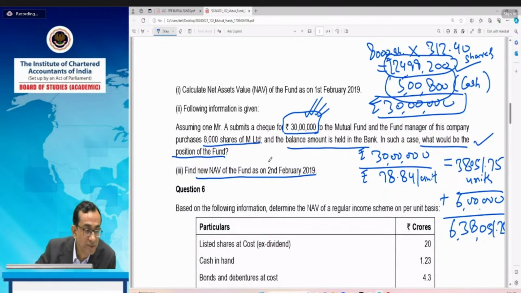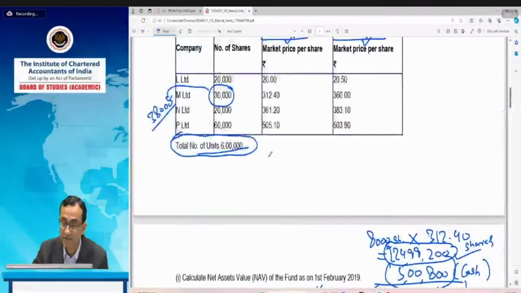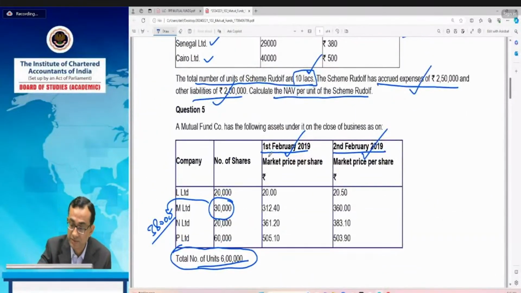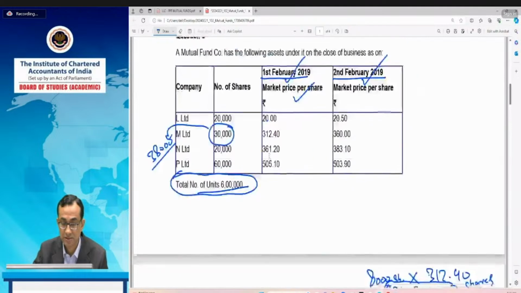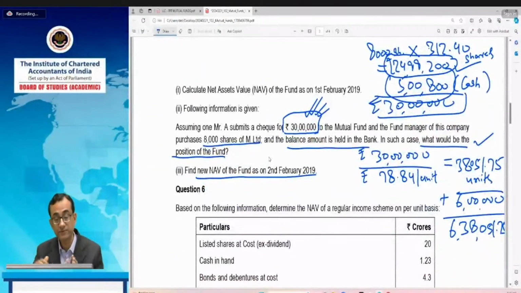Actually, we are assuming 8,000 in a different scenario that is given. We are assuming that this 8,000 has been invested on 1st of February 2019. If an additional investment of 8,000 were made on 1st of February 2019, what would be the position? That is why the net figures, the market price of 1st February, is taken. So this, in the second part, is a different scenario. If 30 lakh has been invested in purchasing 8,000 shares of M Limited on 1st of February 2019, what would have been the position?